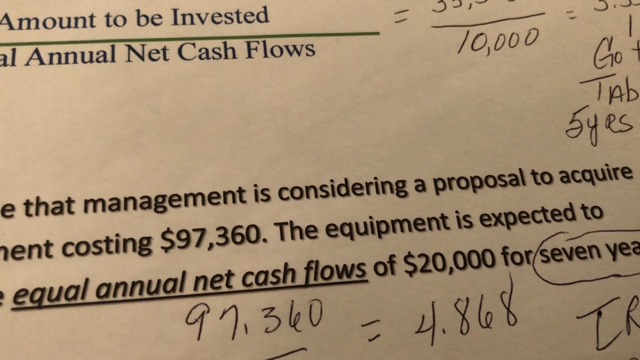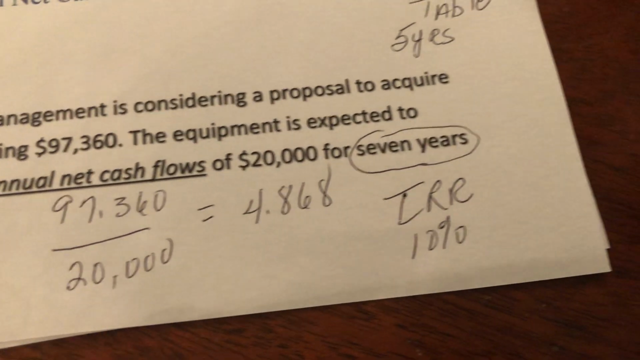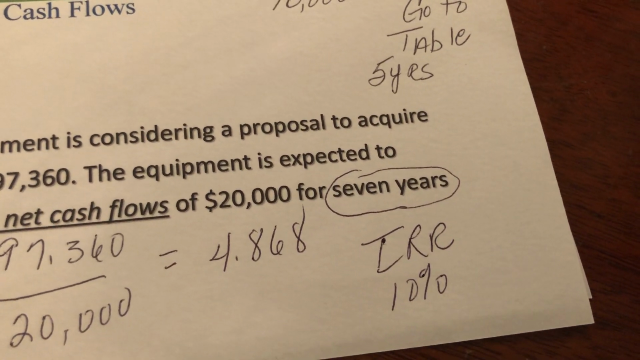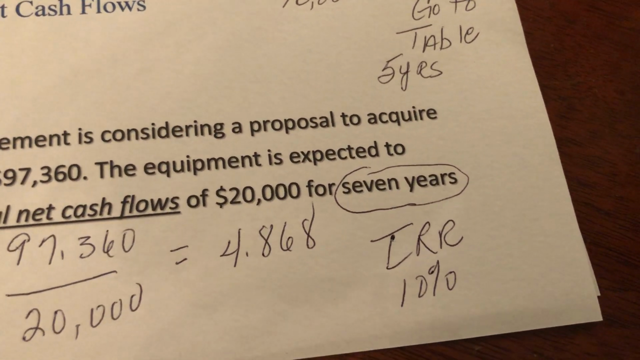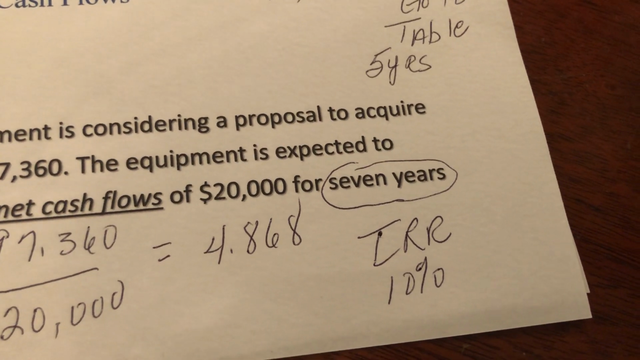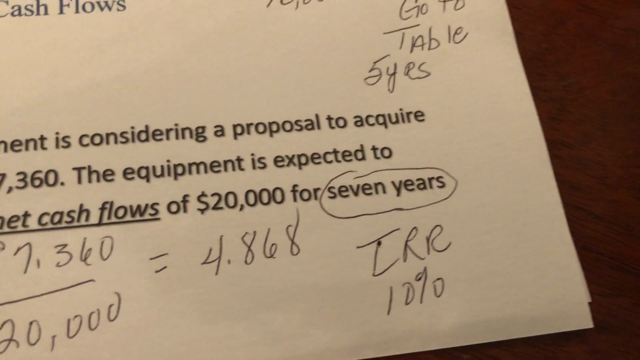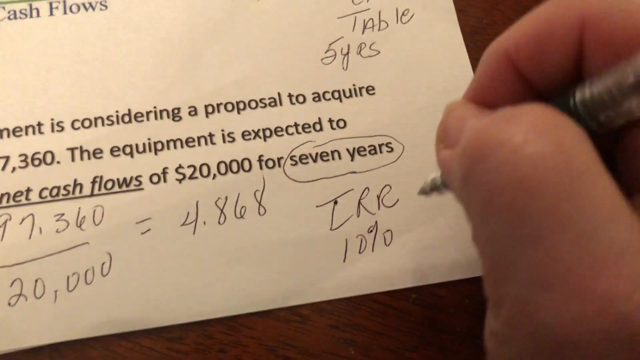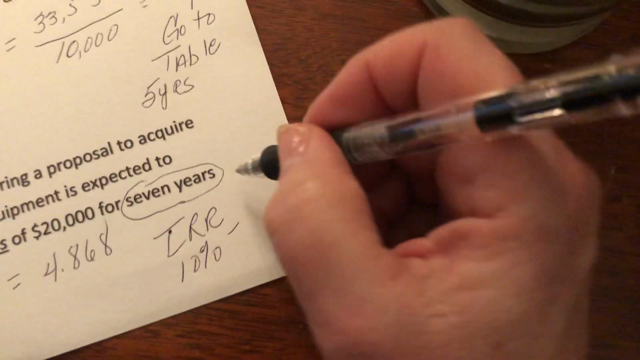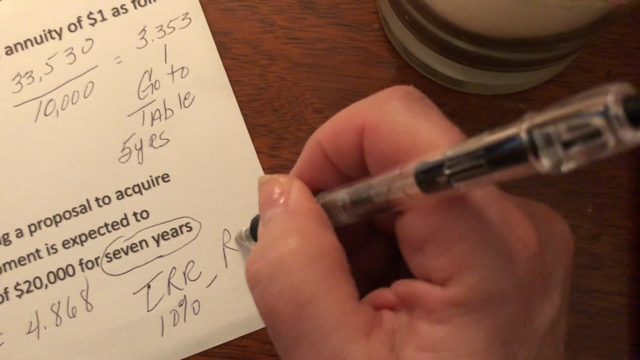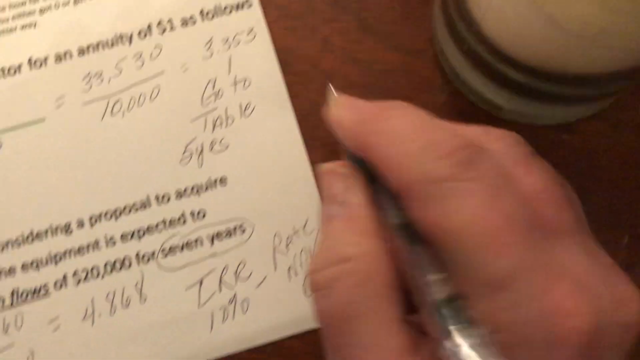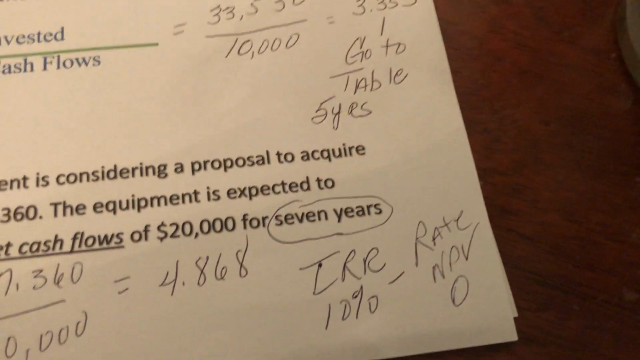So you would accept anything below that. Okay, minimum accepted. You want to make sure this is the rate where the net present value is 0.